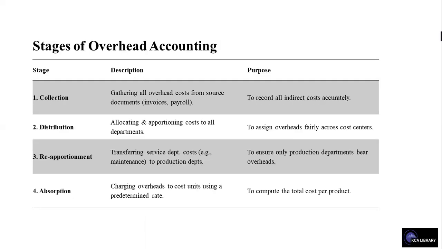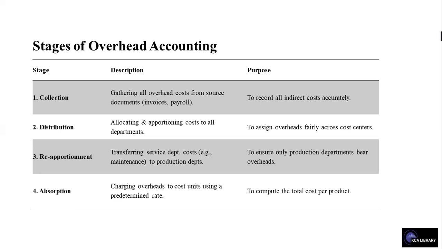We have stages of overhead accounting. The first is the collection, the second is the distribution, the third is the reapportionment, and the last is the absorption. When we talk about the collection, it's the gathering of all overhead costs from source documents, such as invoices, payrolls, and some others. The purpose of the collection is to record all indirect costs accurately.